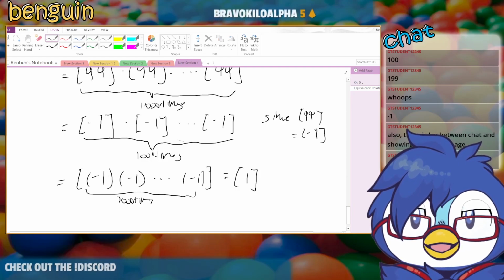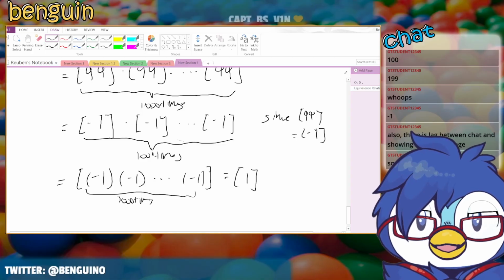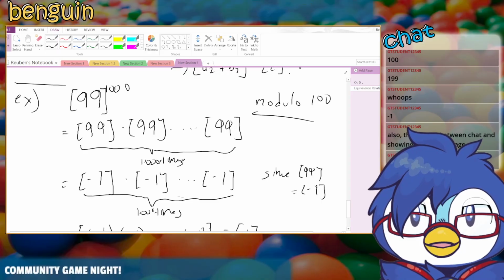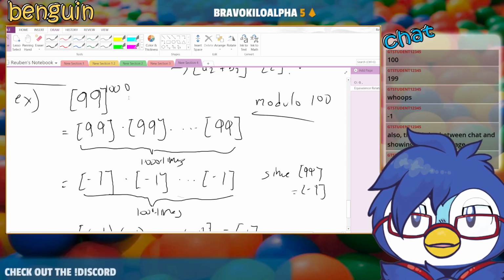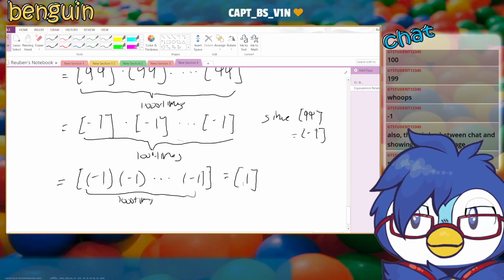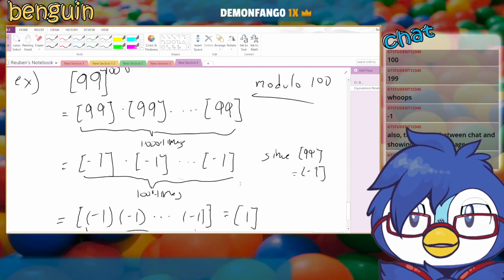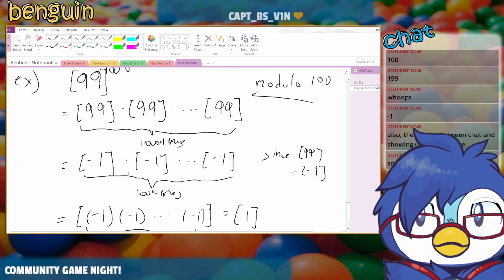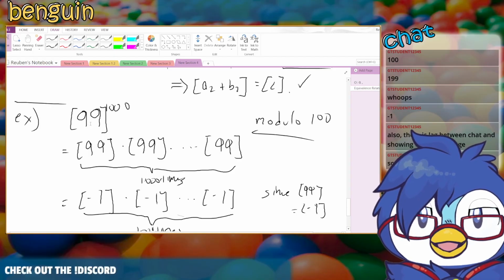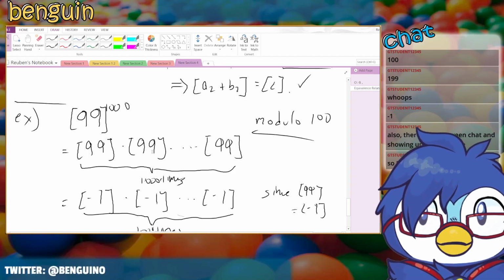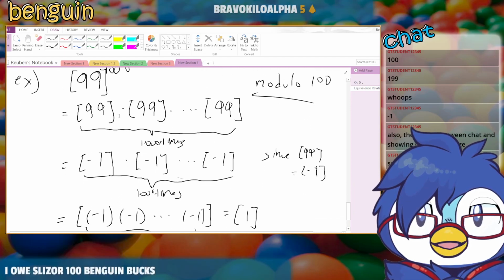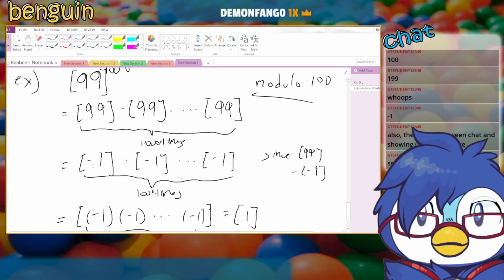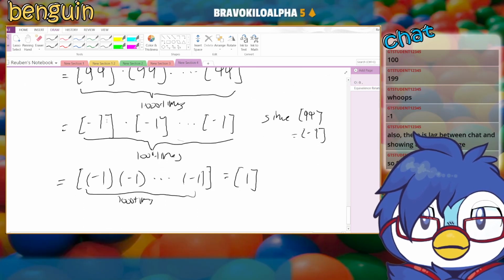Notice we're using the fact that we have an even number of negative signs that cancel to give us 1. If I had an odd power, like 5 or 1,001, then we would get a remainder of -1. But in any case, we've reduced this problem to one that's a lot easier to work with, because multiplying 99 by itself 1,000 times and then trying to take a remainder is not very feasible. But by working with the numbers that are equivalent to 99 modulo 100, we've reduced this problem to one that's a lot easier.